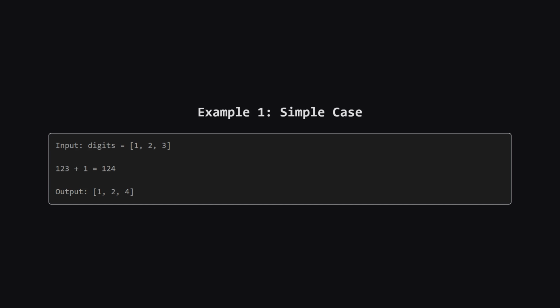Let's look at the first example. We have the list 1, 2, 3. This represents the number 123. Adding 1 gives us 124. So the array we return is 1, 2, 4. In this case, we only had to touch the very last digit.